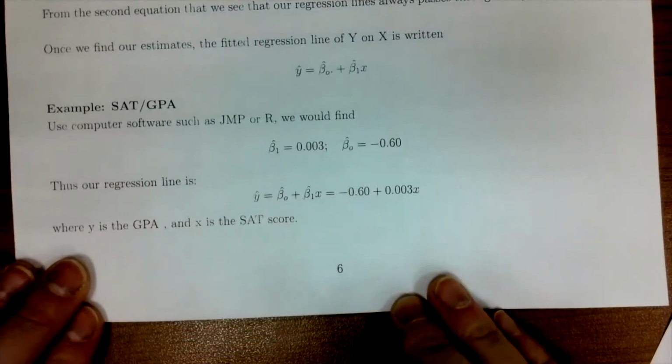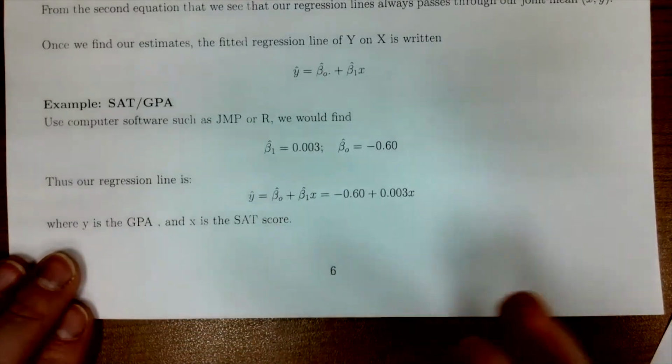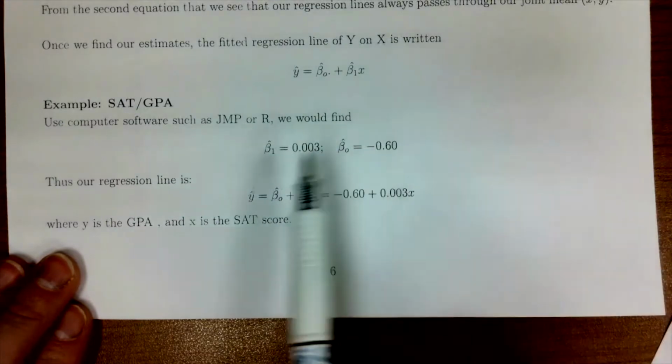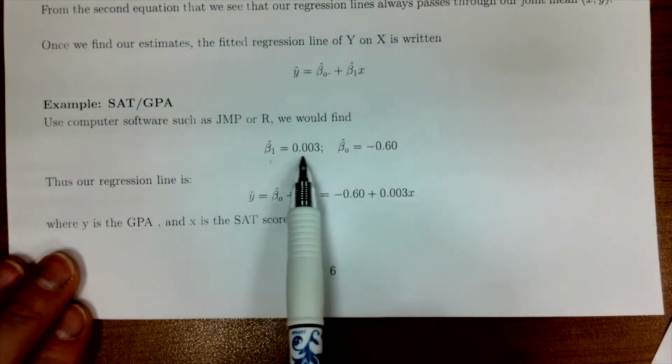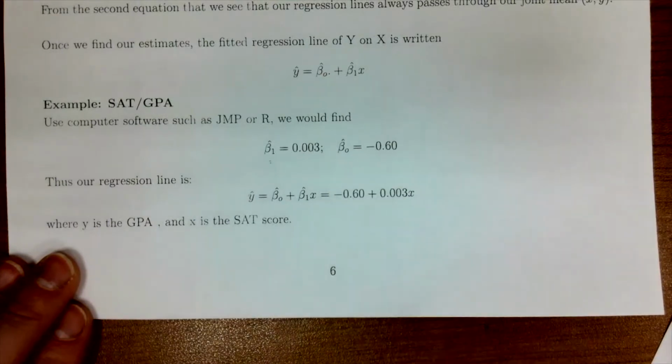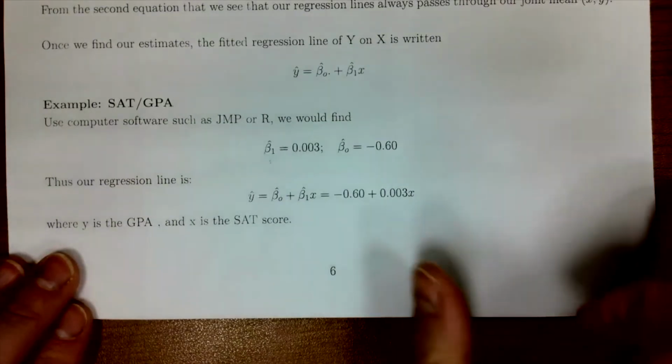So in our SAT GPA example, if you use JMP or R or whatever software you prefer, you can see that our estimates for beta 1 are 0.003, beta naught is minus 0.6, and so our regression line is this. All right.